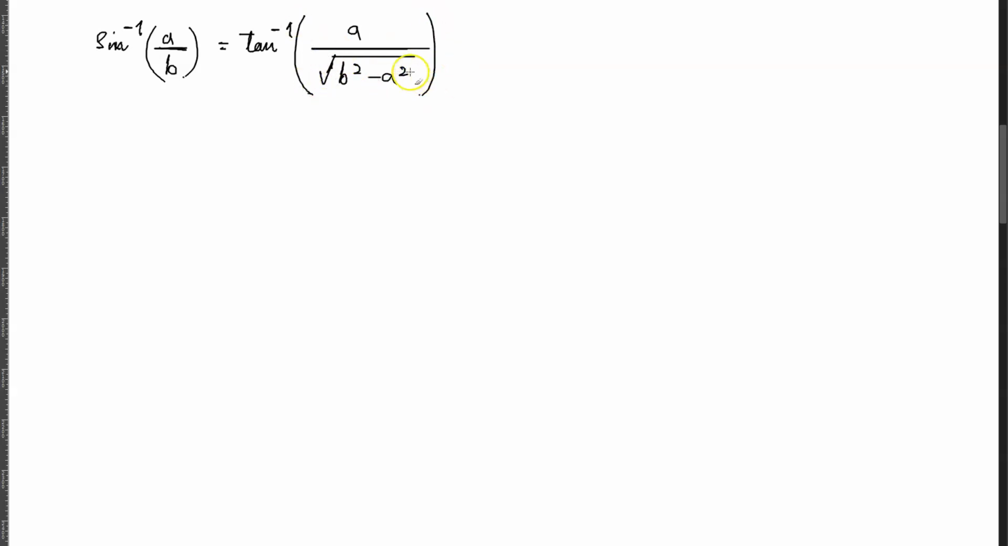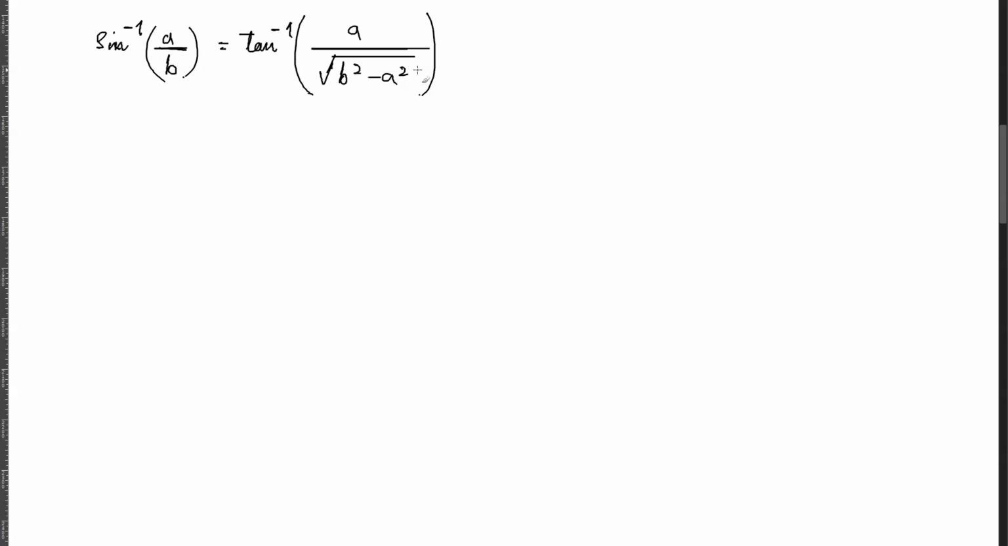One of them is basically the sine inverse of A by B is equal to tan inverse of A divided by the square root of B squared minus A squared. I do not know how they have gotten here, but we have to use it for this exercise, although I have no idea where they have gotten this formula or how they have derived it.